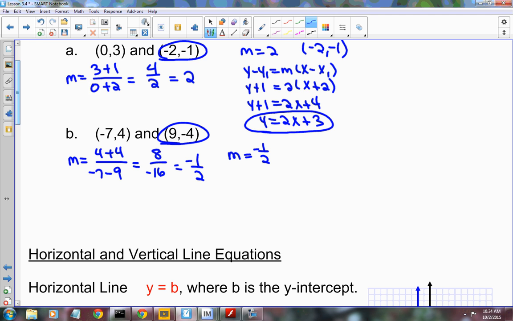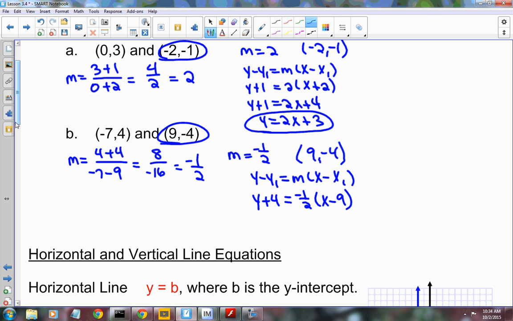Either point will work, so I'm going to use the point (9, -4). I'm going to plug it in: y minus y1 equals m times x minus x1. So I've got y minus a negative 4 equals negative 1/2 times x minus 9. And I'm going to distribute, and I get negative 1/2 x plus 9/2.